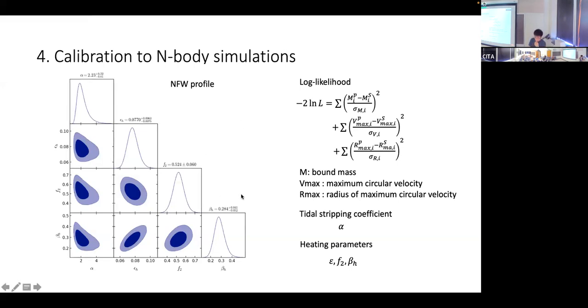So basically, then we use the log likelihood function to run some MCMC fitting and try to calibrate the model parameters here. So we have one parameter for the tidal stripping and three parameters for the tidal heating, to model the density profiles.